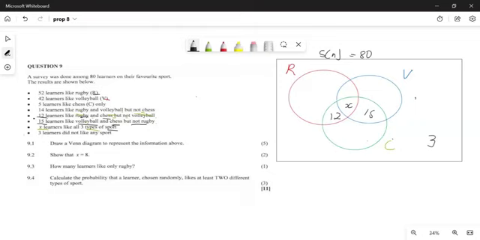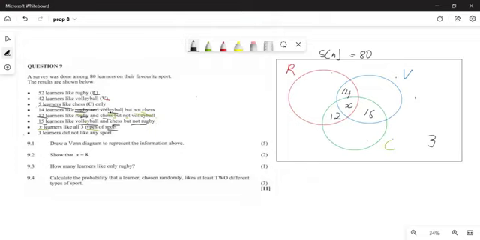Is it still fine? Okay, and then they say 14 learners like rugby and volleyball. Rugby and volleyball, it's blue and red, and then blue and red part, not green. We don't want green. So we're not going to go inside the green part. So how many learners are like that? It's 14.